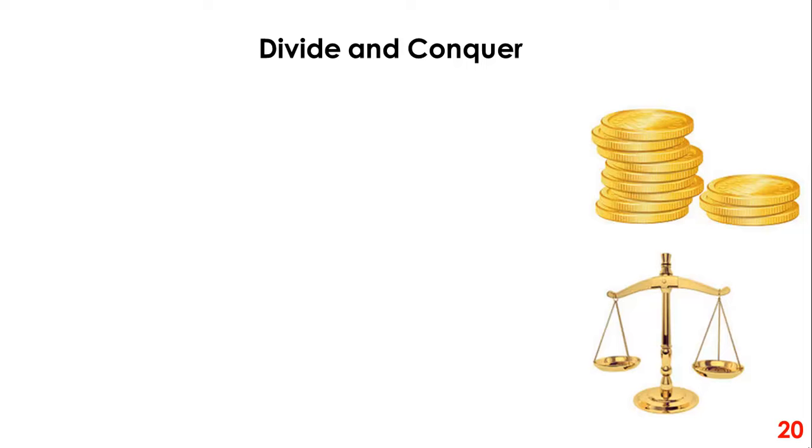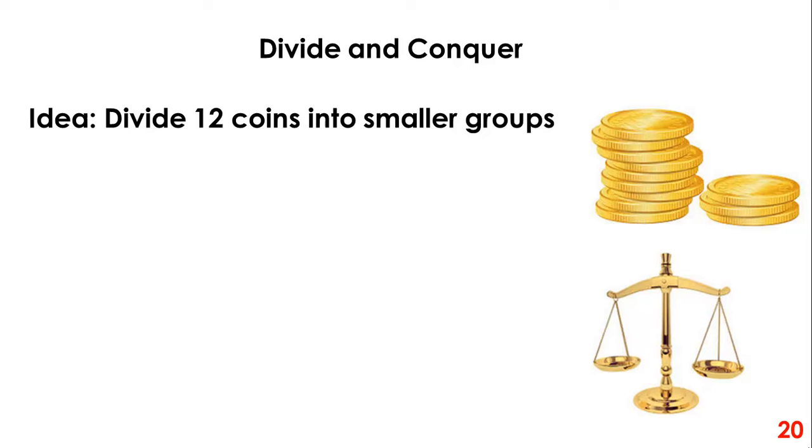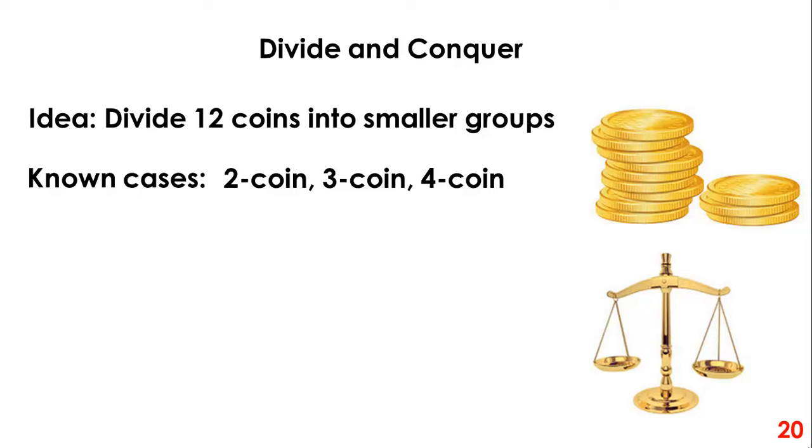So we use the divide and conquer idea. The idea is to divide the 12 coins into smaller groups. But how to divide? That's not easy. But we know the direction we want to go: the known cases, the 2-coin, 3-coin, and 4-coin problems.